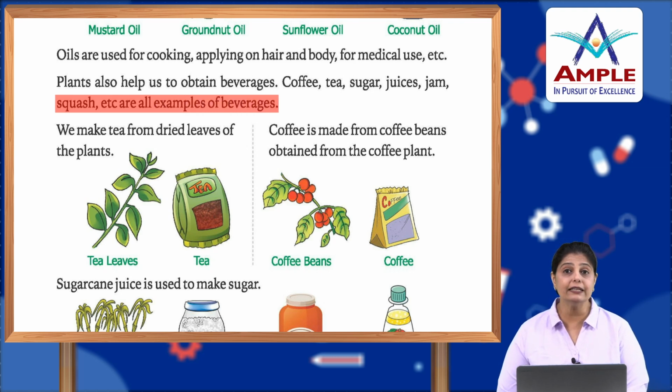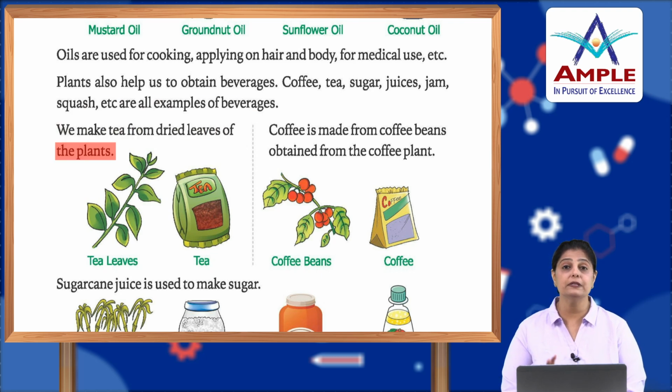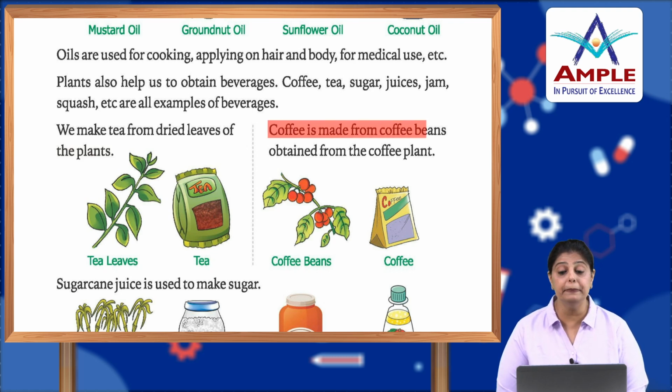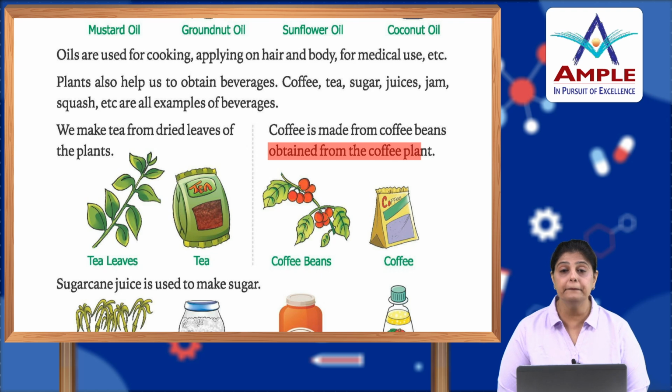Now, how do we make tea? We make tea from the dried leaves of the plants. What happens is, these leaves are plucked and then they are taken to the factory. From there they are dried and then they are powdered, and that's how we get our tea powder into our house, which we use for making the tea that we drink. Coffee is made from coffee beans obtained from the coffee plant, okay. So, coffee beans are there on the coffee plant, and that's from where they are plucked and then they are ground to get the coffee, okay.